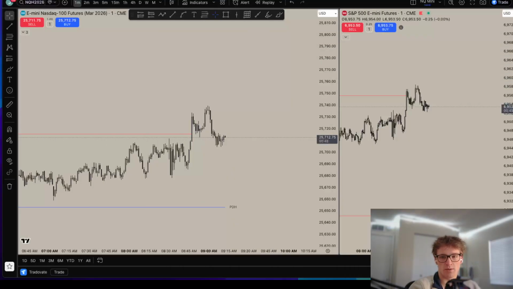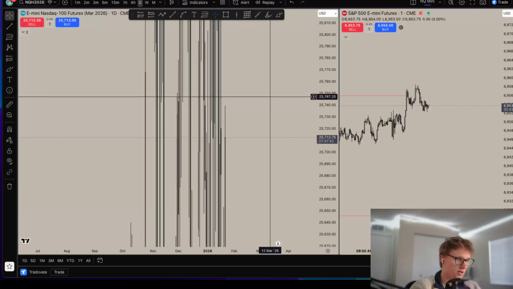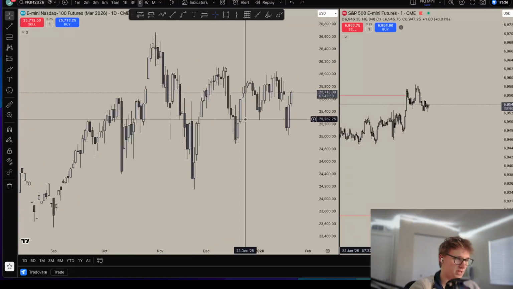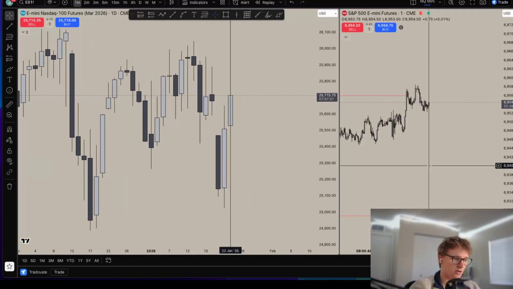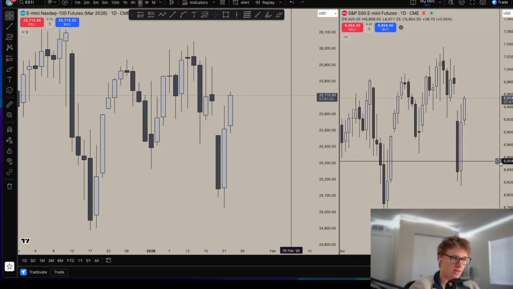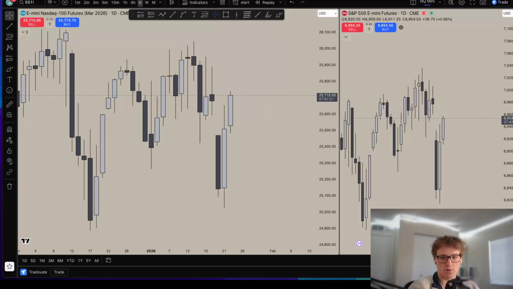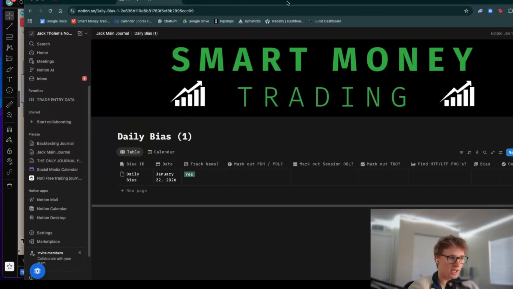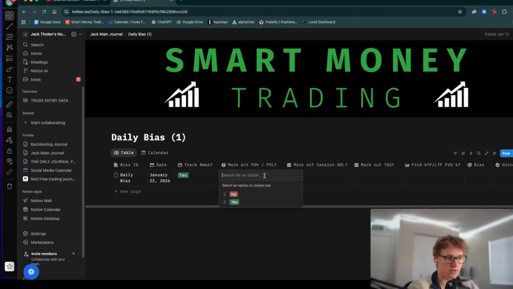Now what we're going to do is mark out previous day high and previous day low. So what we can do is go to the daily time frame, reset chart view. Looks like we had already swept previous day highs. We're not really close to previous day lows at all. Same thing on ES. So mark out previous day highs and lows. I can mark as yes because there's nothing to mark right there.